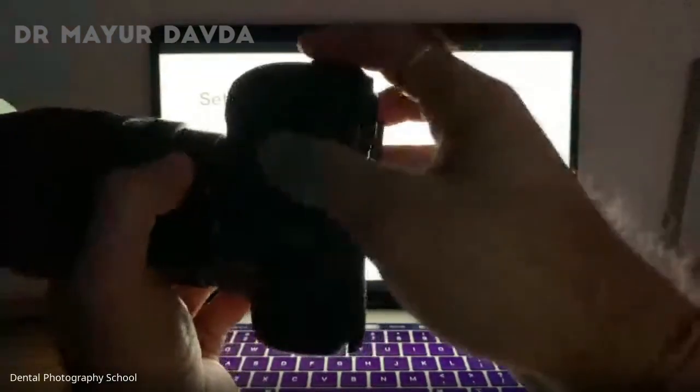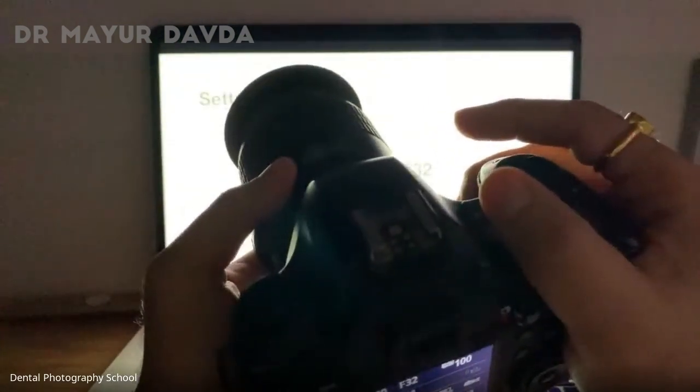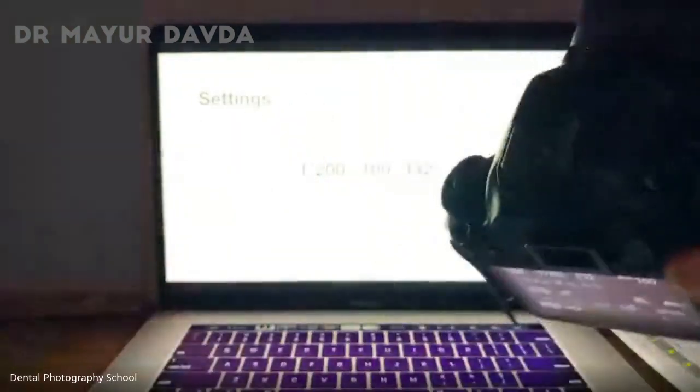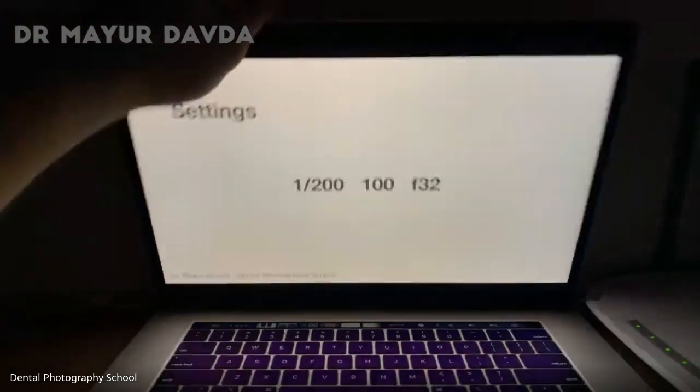So right now, this is a professional camera. It does not have an inbuilt flash. So I am forced to use an external flash, like I have to use a ring flash or I have to use a twin flash. So let me go ahead and show you how to attach a ring flash to my camera. So I'll just close my laptop, and I'm going to get my ring flash.